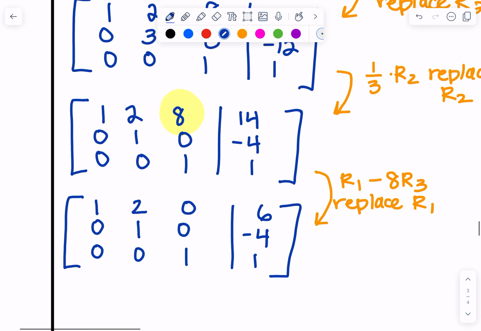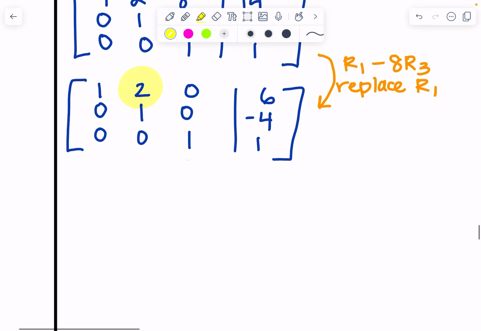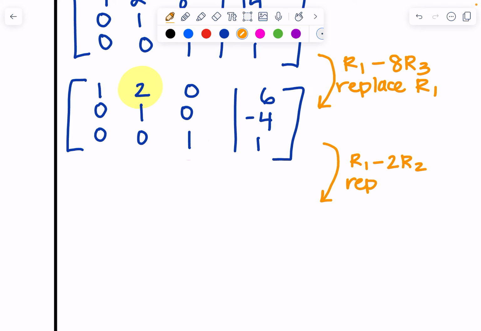Okay, so again, we are trying to get ones in our diagonal and then zeros in both corners. So the last thing we have to look at is this 2 right here. And I'm going to utilize row 2 to cancel out that 2. So this will be my last step really, but from this matrix to my last matrix, I'm going to do row 1 minus 2 row 2 and then replace row 1.